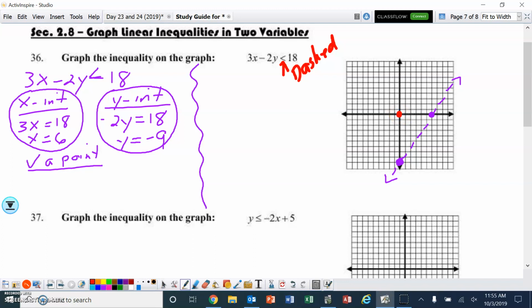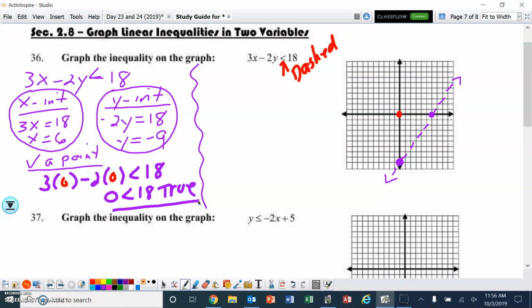So I'm just putting a red dot there. You don't need to put a red dot there, I'm just demonstrating. All right, so I'm going to plug that 0, 0 into this inequality. So I'm going to go 3 times 0 minus 2 times 0. And I want to see, is that less than 18? Well, that's all 0. 0 is less than 18. That is true.